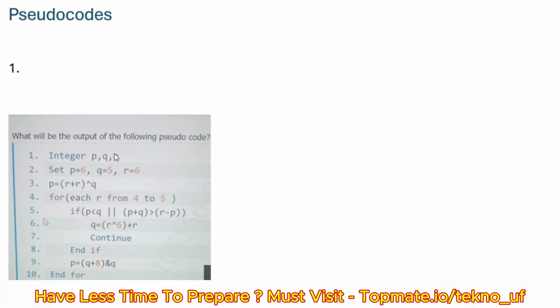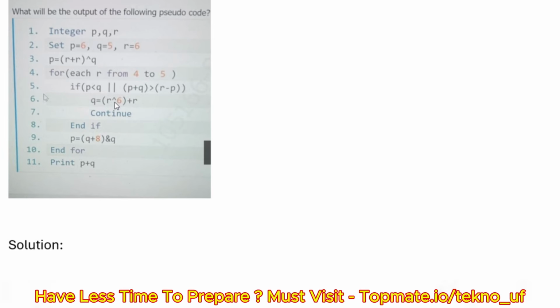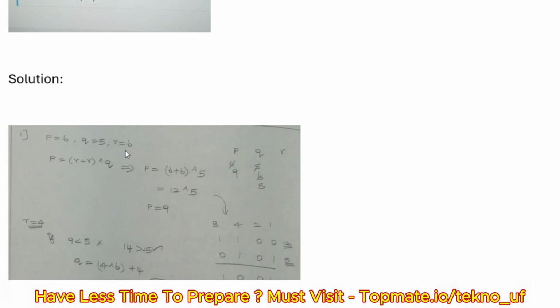They have declared P, Q, R as integer data type, and they have also initialized P equal to 6, Q equal to 5, and R equal to 6. So we need to evaluate (R plus R) XOR Q and find the value of P. So let's do that. (R plus R) XOR Q. R plus R means 6 plus 6. We need to evaluate this inside the bracket first.